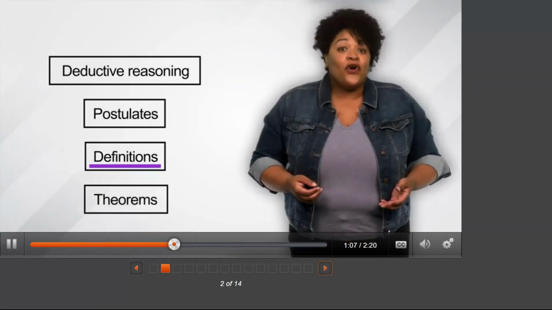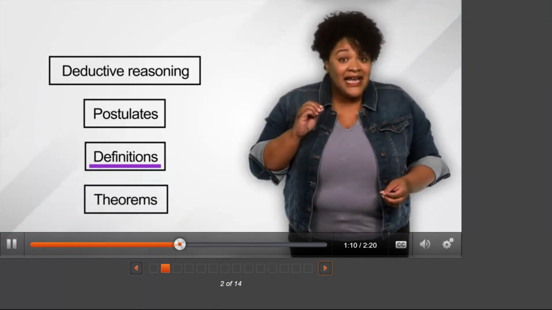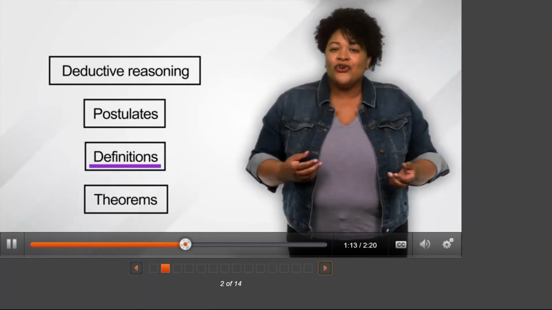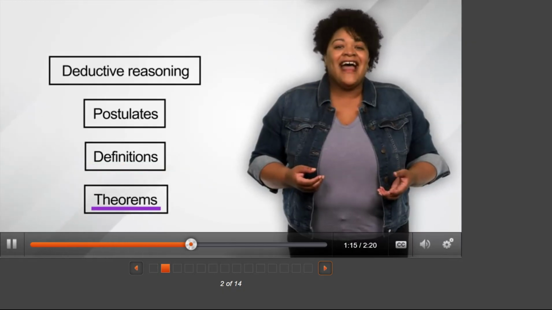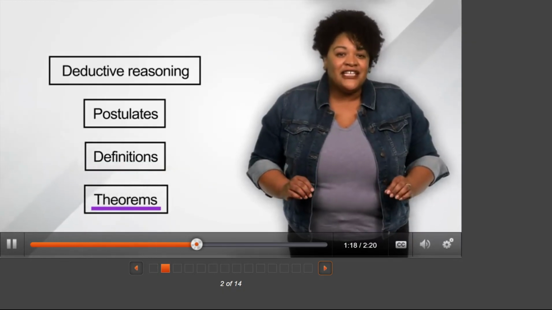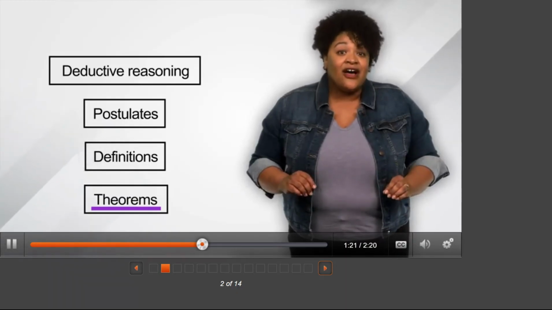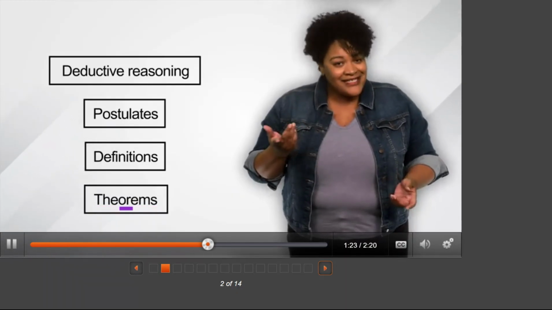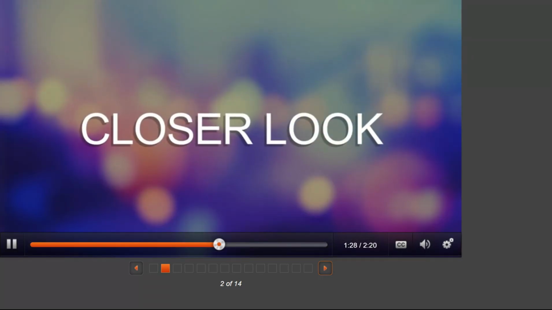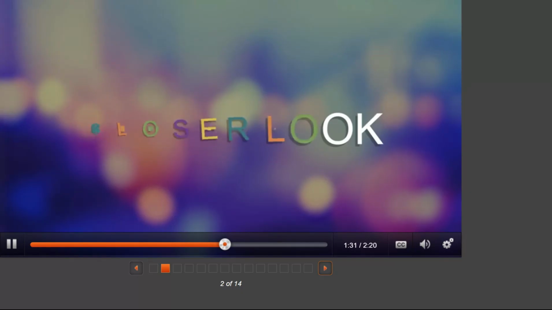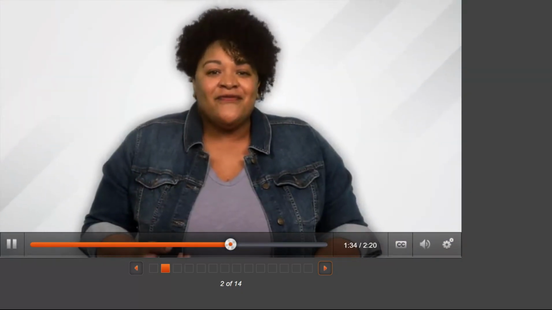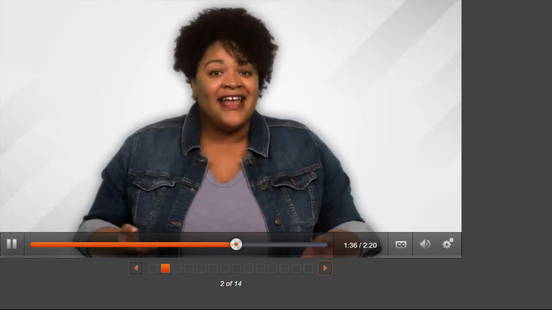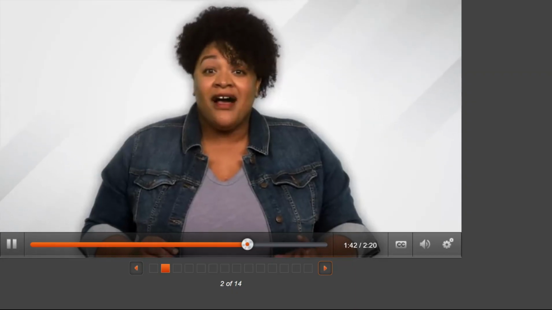A definition is a formal statement that declares the meaning of a word, and sometimes a group of words or a phrase. Then we have theorems. Theorems are conditional statements that contain a hypothesis along with a conclusion. Let's take a closer look. So, the difference between a theorem and a postulate is that theorems are proven. They are proven by using definitions, using postulates, and possibly even using other theorems.